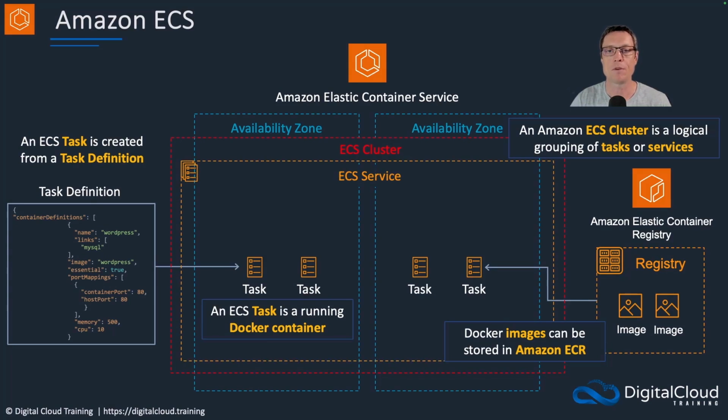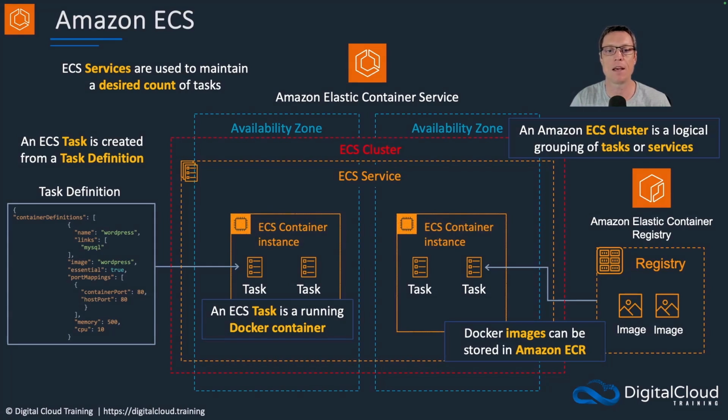Now we can then deploy something called an ECS service. An ECS service is used to maintain a desired count of tasks. So it's a bit like auto-scaling with Amazon EC2, where we can say we want a certain number of tasks to be running. I always want to have 10 tasks running, for example, and it's going to make sure that it maintains that count of tasks.